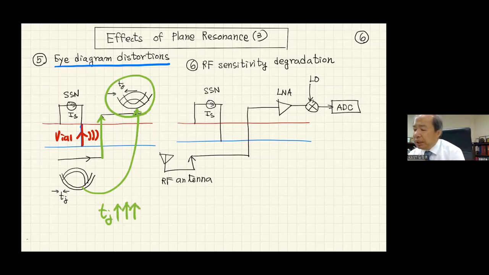There might be hundreds of sources which degrade the jitter or which increase the jitter. You remember that we have two different types of jitter, random jitter and deterministic jitter. This is one of the deterministic jitters. And we may have many types of sources to degrade the jitter. This is one possibility.